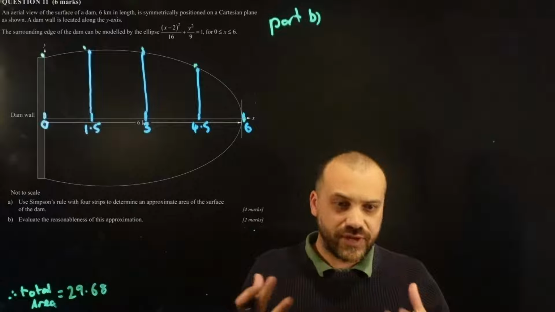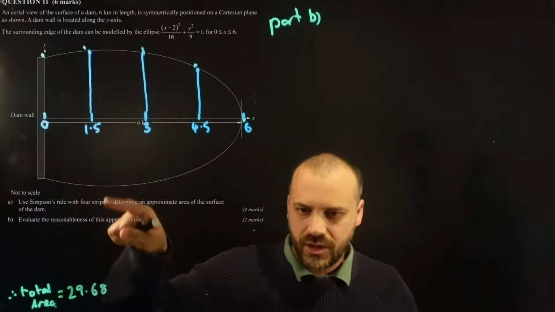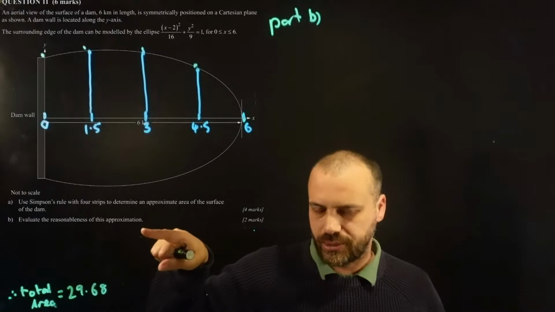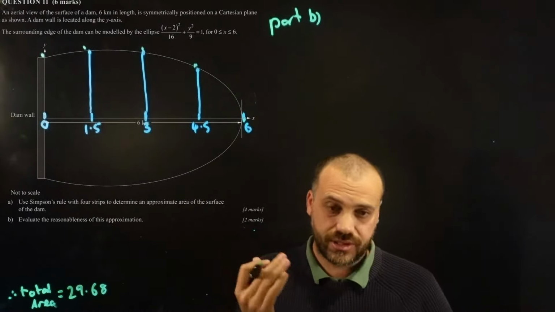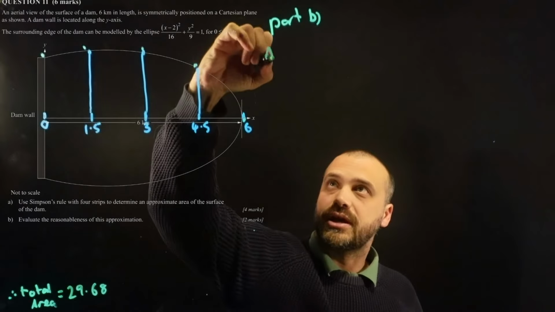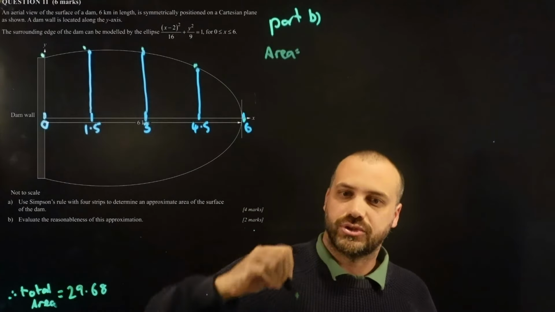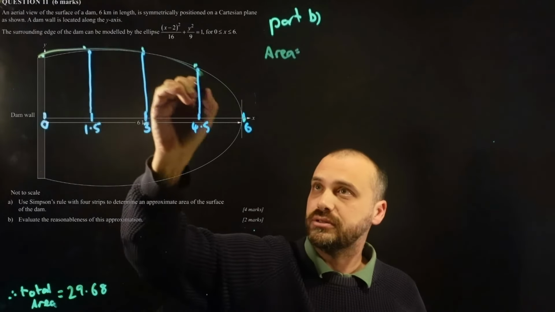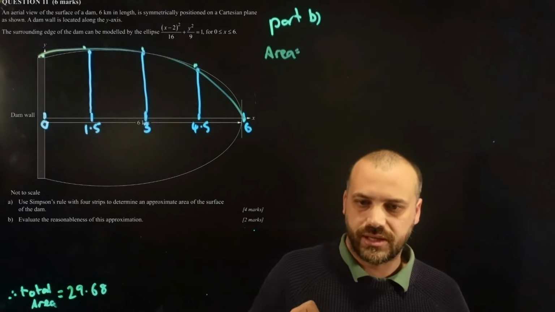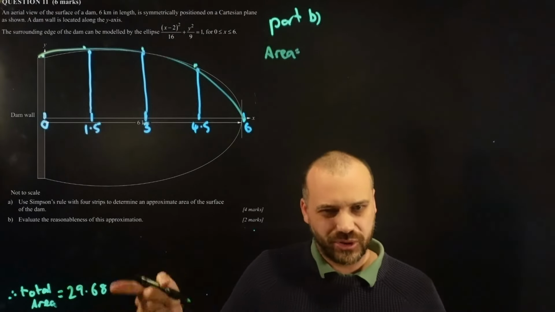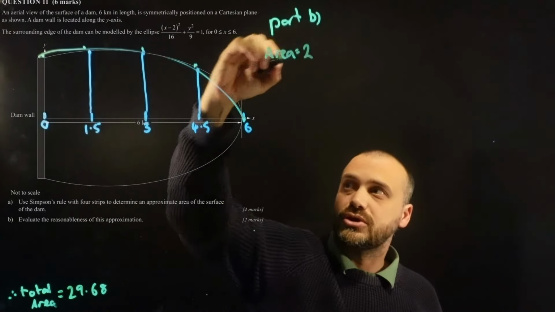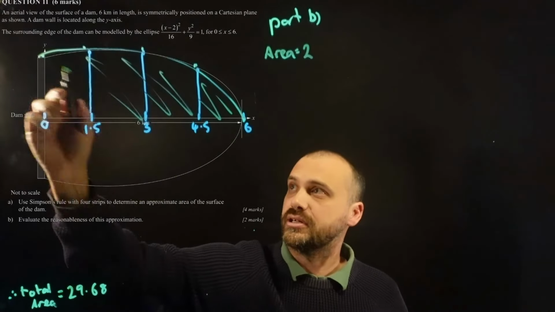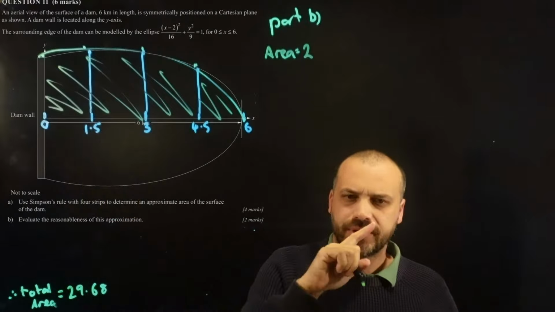So part B feels relatively straightforward because we're saying evaluate the reasonableness of the approximation. Feels like we should just find the area exactly using integrals. So let's do that. The area is equal to, now we've got a nice little thing going on here. And in the same way that we had to multiply by 2, I think we're going to have to do that again because we're going to need 2 times this area here. Right? Okay. 2 times that area.